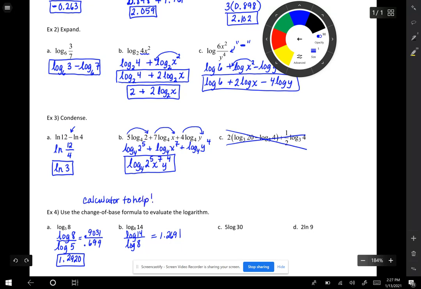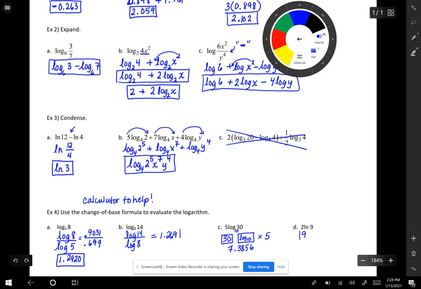Okay, next one. Actually, no, this one's a common log, so you can just punch it into your calculator. This is base 10. So punch in 30 first, then hit log, if you're using your phone, and then times it by 5. And I got 7.3856.